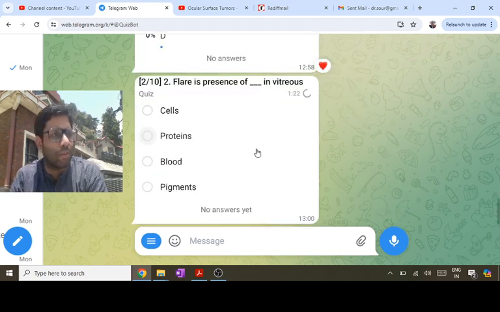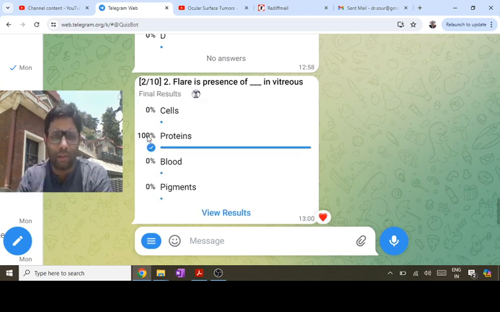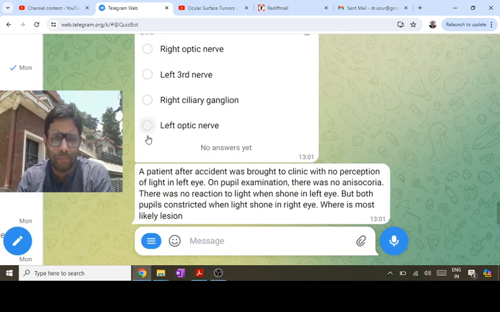Now the second question. Flare is the presence of proteins. You should know this. Presence of proteins in the vitreous or aqueous is known as flare. Usually it happens due to breakdown of the blood aqueous barrier. Blood in the vitreous is vitreous hemorrhage. Blood in the aqueous is hyphema. So any proteins in the aqueous or vitreous is flare. There can be retrolental flare as well.